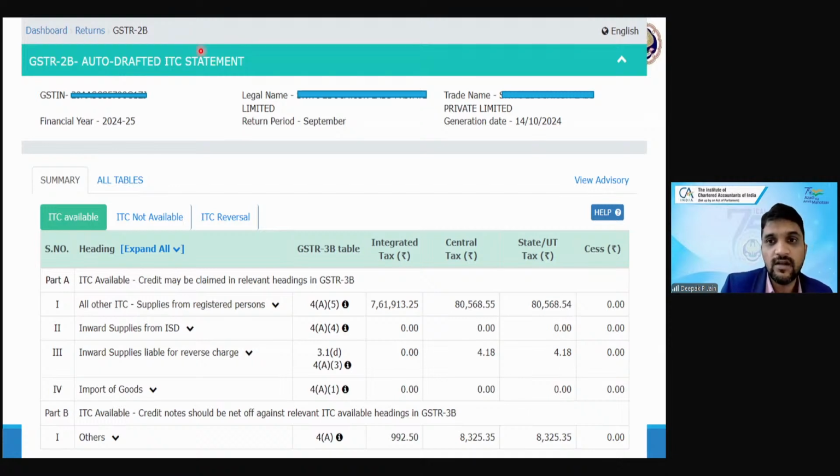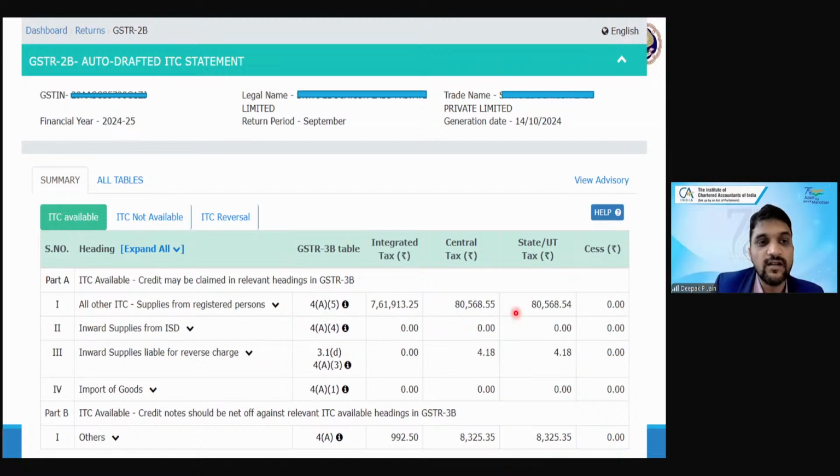So again, this is the September month. Date of generation is the 14th of October. All your ITC, made by registered suppliers, will come as a credit to you. Then supplies from ISD, supplies liable to reverse charge, import of goods, all of these details will come in GSTR 2B. So this is the information on the amount which can be claimed as a credit.